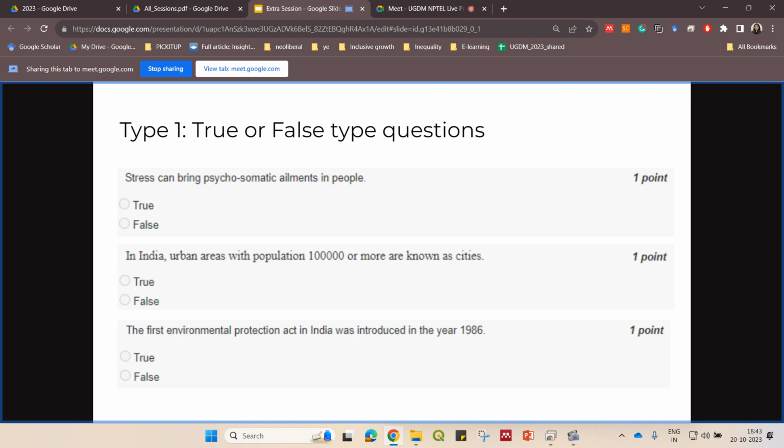Okay, so the first type of questions which you would have come across in these assignments would be true or false type questions. So these are some examples. Very simple, very easy to understand.